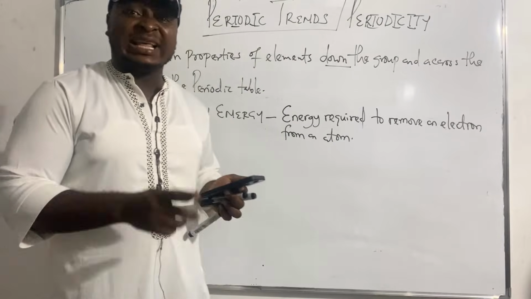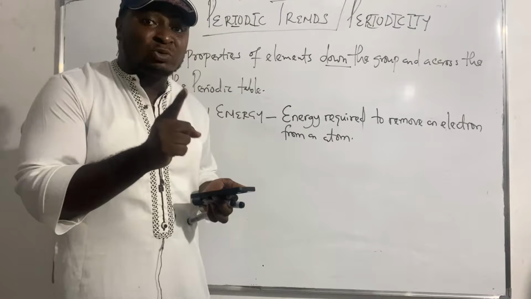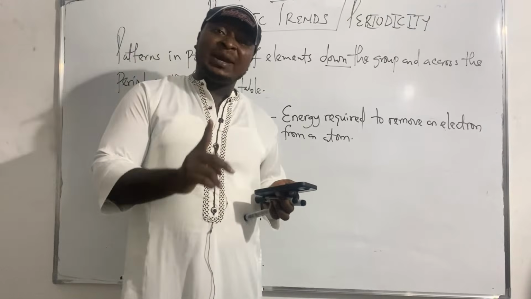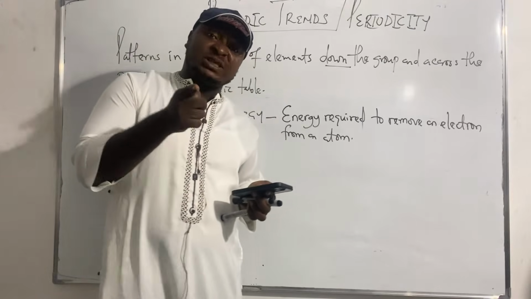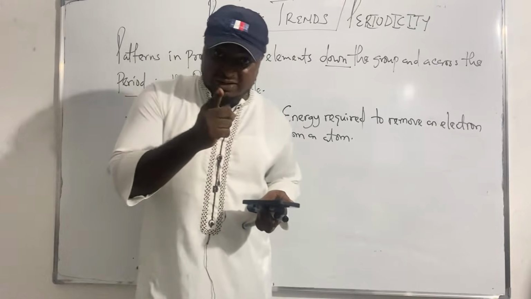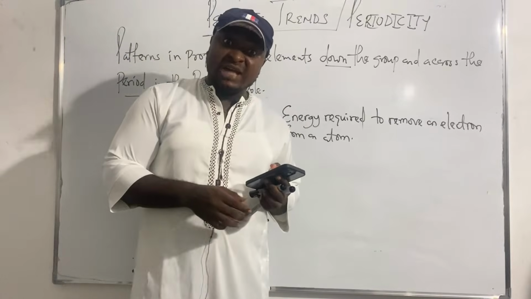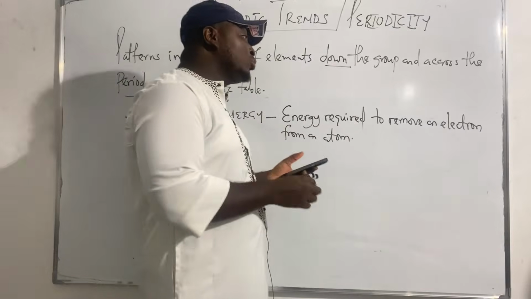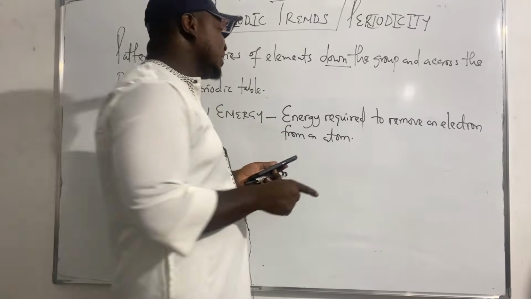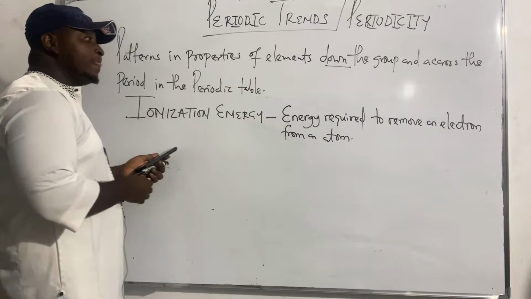So when an atom loses an electron, what energy is required for that atom to lose the electron? Class, don't forget that when an atom loses an electron, what does it become? Positive or negative? It becomes positively charged, right? The energy required for an atom to lose an electron to become positively charged is known as ionization energy.